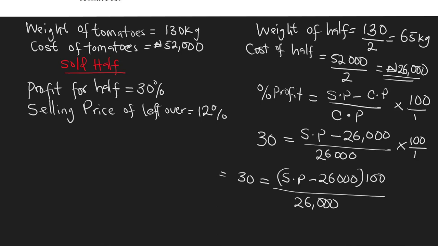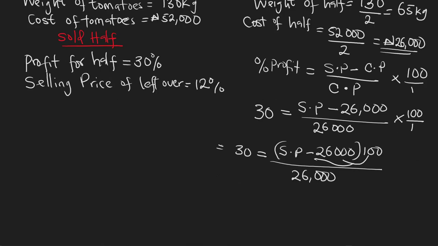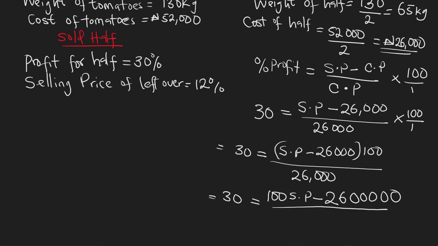Now, when you open this bracket, this 100 will multiply by this 26,000, and it's going to multiply by the selling price, which is an unknown. So this one is going to be 30 is equal to 100 times SP, which is 100 SP. Then we have minus 100 times 26,000, which is 26,000 with 2 zeros added to it, that's 2,600,000, over 26,000.